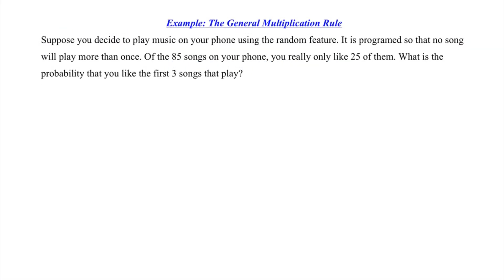Now suppose we decide to play music on our phone using the random feature. It's programmed so that no song will play more than once. We've got 85 songs on our phones. You really only like 25 of them though. What is the probability that you like the first 3 songs that play? Now, of course, this is the key part in the actual question aspect. We're trying to find the probability that you like the first 3 songs that play. We can translate this to be saying we're trying to find the probability that I like the first one and the second one and the third one.